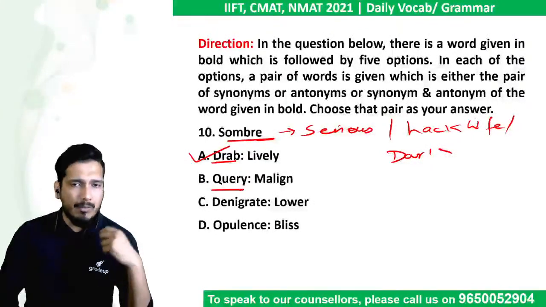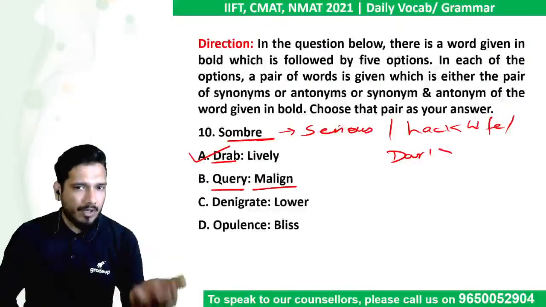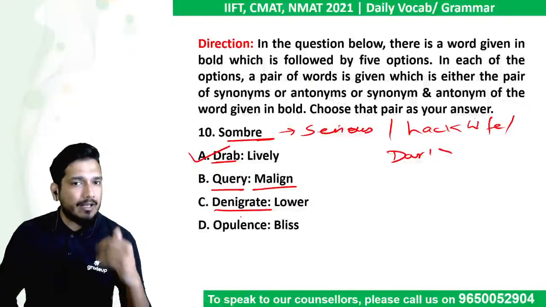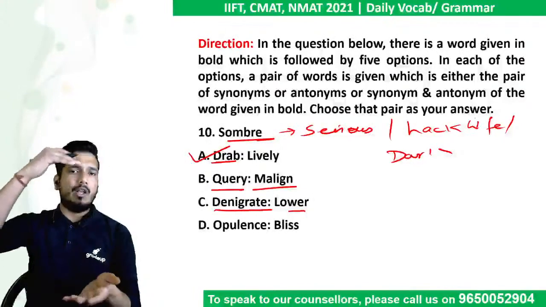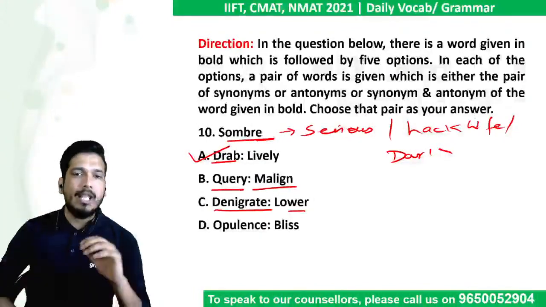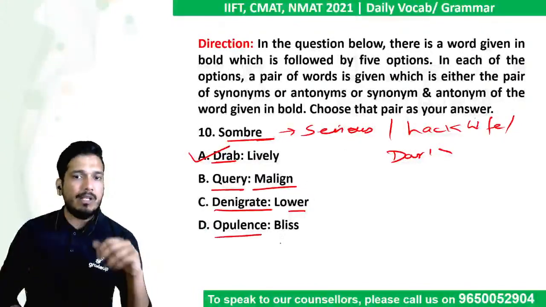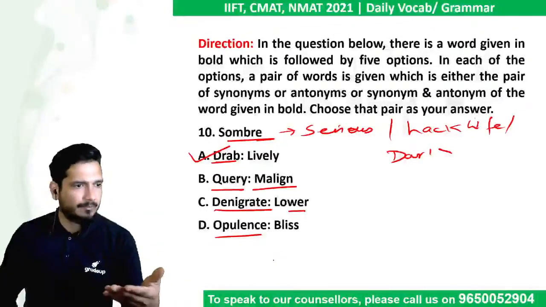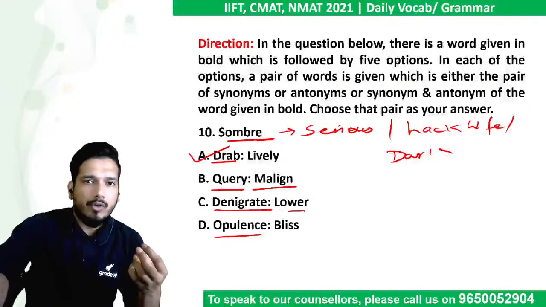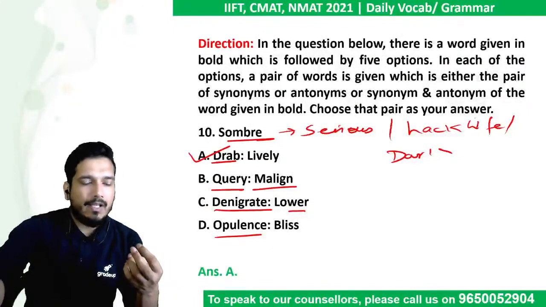B, query. Query means question. Malign means to hurt someone. Denigrate. To denigrate someone is to demean him, is to insult him. And lower means lower rank, upper rank. D, opulence. Opulence means abundance or wealthy, and bliss means happiness. So A is the answer.